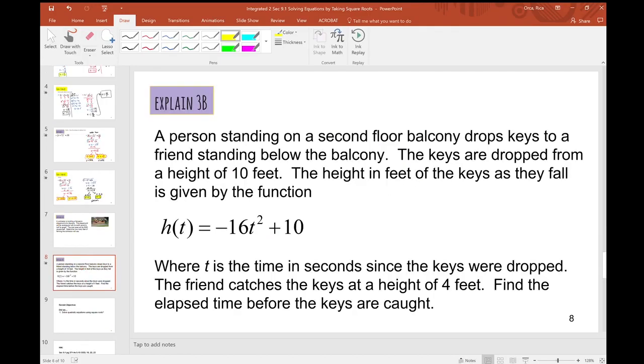Okay, class, we have one more problem. A person standing on a second floor balcony drops keys to a friend standing below the balcony. The keys are dropped from a height of 10 feet. The height in feet of the keys as they fall is given by the function h of t equals negative 16t squared plus 10, where t is the time in seconds since the keys were dropped. The friend catches the keys at a height of 4 feet. Find the elapsed time before the keys are caught.